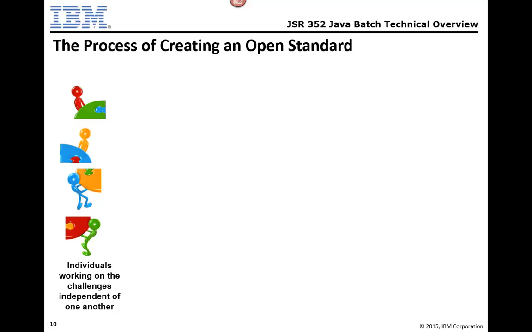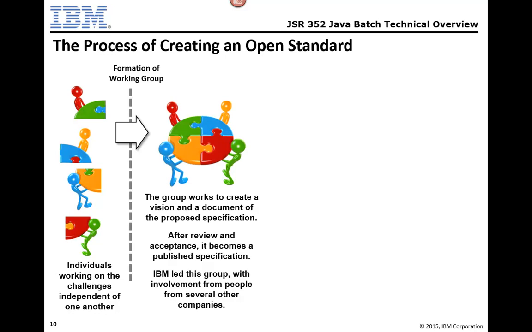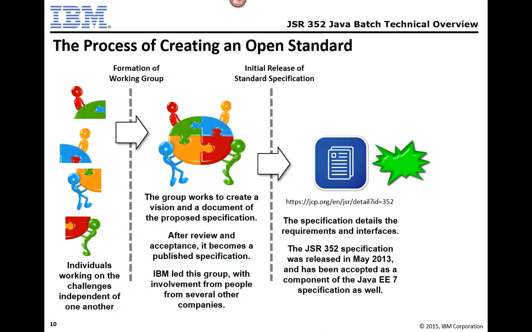How open standards come about may seem mysterious, but it's really not. Before an open standard is created, different people work on a technical challenge, often independent of one another. At some point they realize others are working on the same problem, so they decide to come together and form a working group to study the problem to see if an open standard makes sense. This is what happened with Java Batch. IBM led that effort with the involvement of people from several other companies. After discussion and review, an open standard is published.